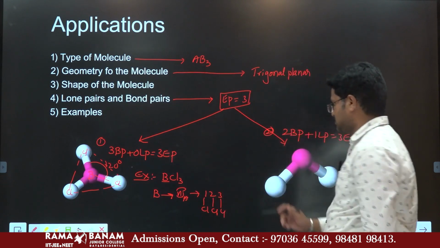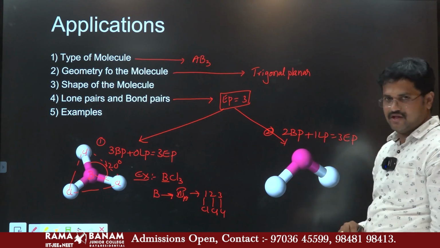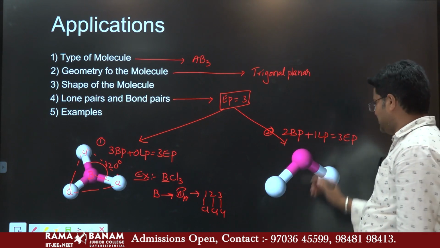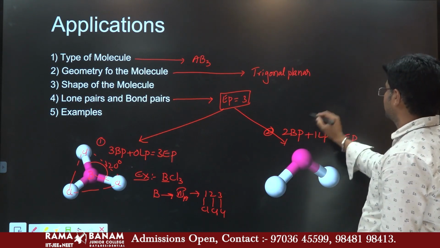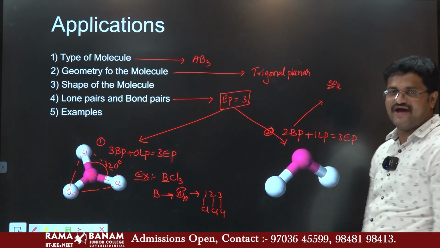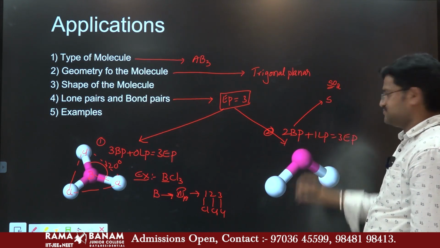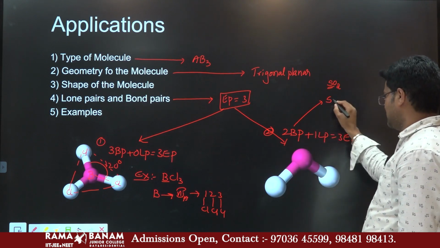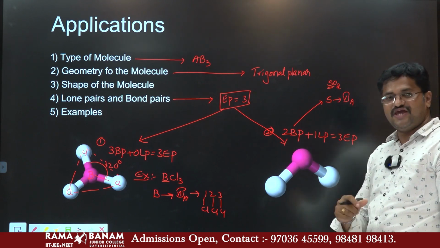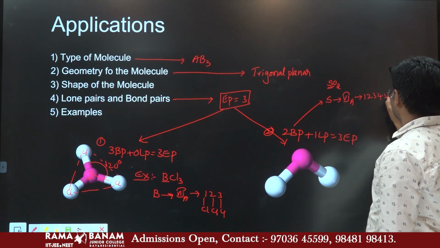And next one, case number 2. Here 2 bond pairs and 1 lone pair. The total electron pairs are 3. The example is the SO2 molecule, sulfur dioxide. In sulfur dioxide, the sulfur atom acts as the central atom. Sulfur belongs to the 6A group elements, so the valence shell has 6 electrons.